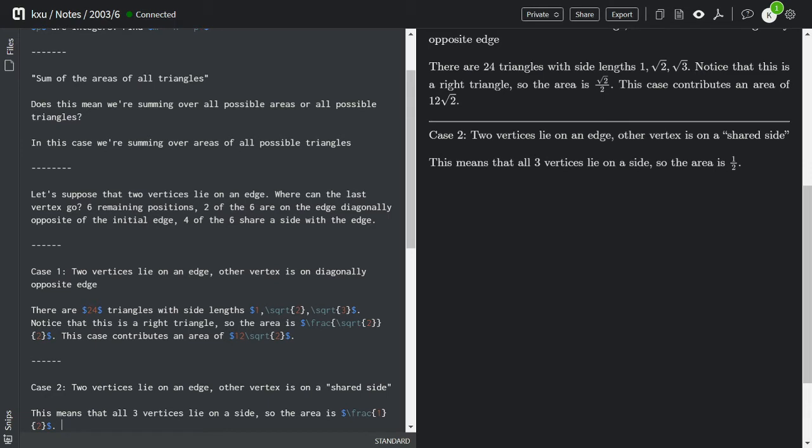And how many triangles are there? Well, we can pick any of the 6 faces, and then there are 4 ways to choose a triangle on that face by just constructing a right triangle and then rotating it around. So there are 24 triangles, and this contributes an area of 12.